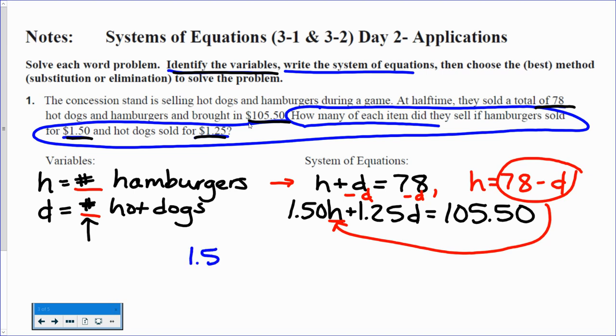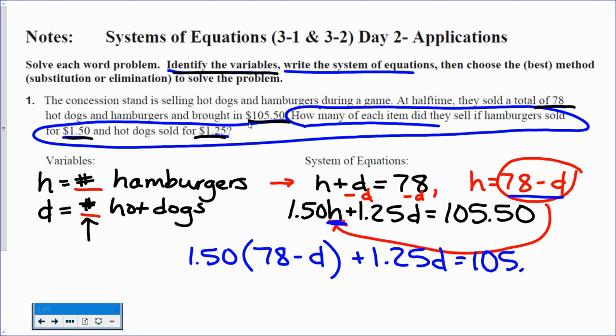So I have 1.5 or $1.50 times the amount of hamburgers, but what I'm going to plug in instead is 78 minus D. Because remember, if I know the amount of hamburgers, I would be taking the total 78 minus the amount of hot dogs to have the amount of hamburgers. Okay, so sometimes the word problems can start to make more sense as to what's happening with the math. Maybe, maybe not. Okay, I'll go ahead and distribute here.